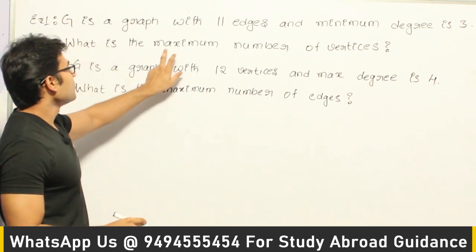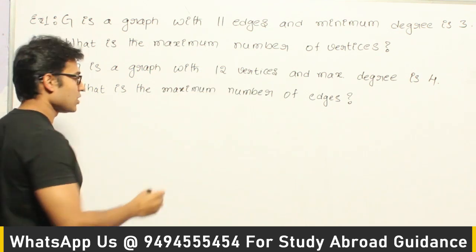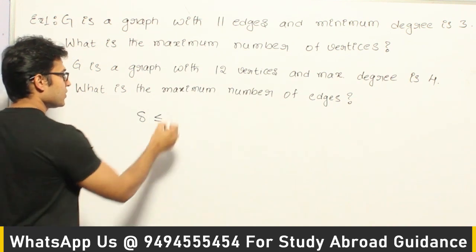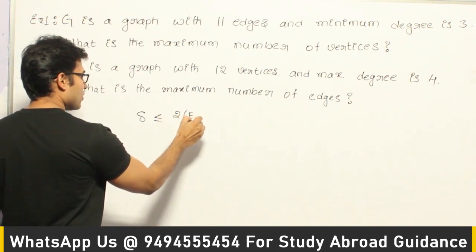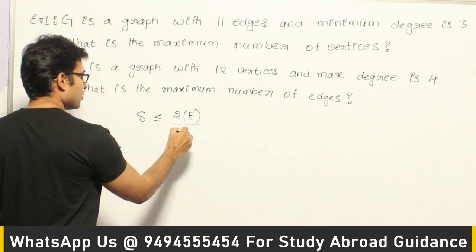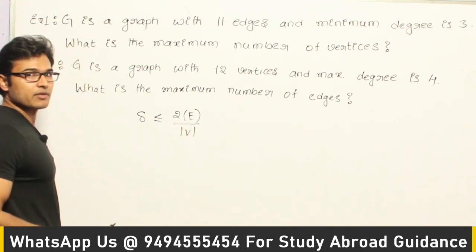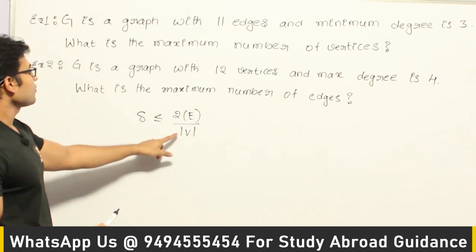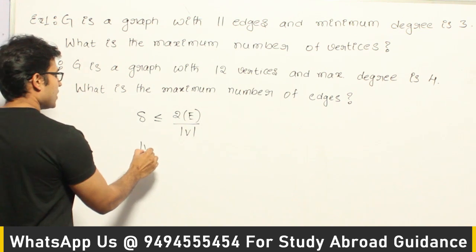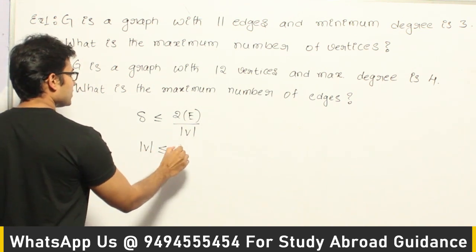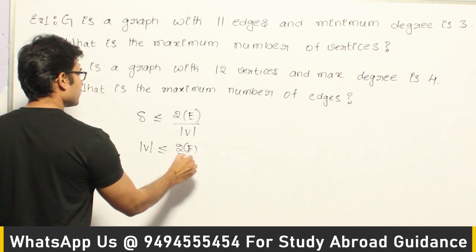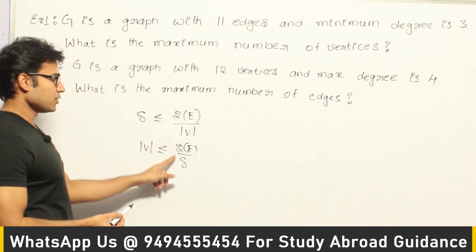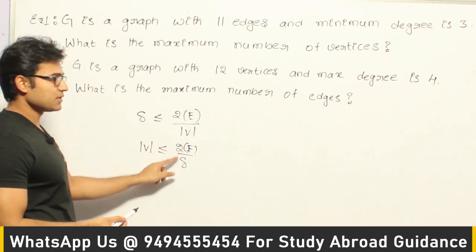See, what is given? Minimum degree is given, right? So which means small delta is given. Now when small delta is given, we know that small delta is less than or equal to average. Average is total sum of all degrees divided by total number of vertices, right? This is average. Now from this we can find out the relation. Now what is it that they are asking? The maximum number of vertices. Therefore maximum number of vertices cannot exceed 2e by delta, isn't it? That is the meaning of this. Number of vertices should always be less than or equal to 2e by delta. So our vertices can never exceed this number.